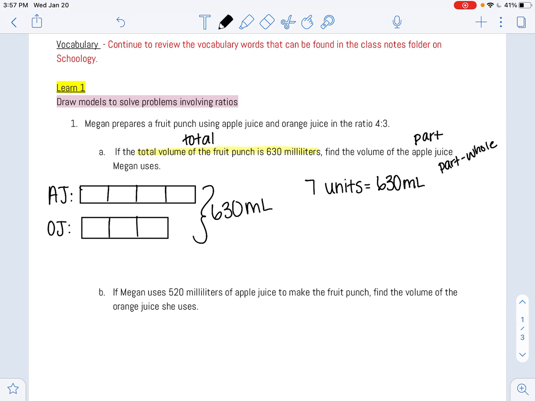So from here, what I'm going to do is I want this 7 units to turn into just 1 unit. So I'm going to divide by 7. And if I'm doing that to one side, I need to do it to the other side as well. So 1 unit, if I take 630 divided by 7, that equals 90 milliliters. So in my picture, every box is going to be 90.